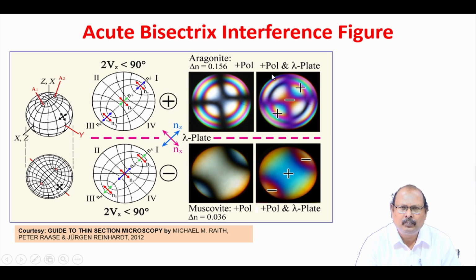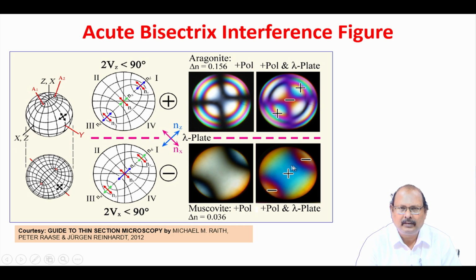So, immediately we know Y is the slower vibration direction. Immediately, this direction is your obtuse bisectrix vibration direction. So, the obtuse bisectrix will be a vibration which has a velocity faster than Y. Immediately we know that the BXO is X and this mineral is biaxial positive. Z is the acute bisectrix here.